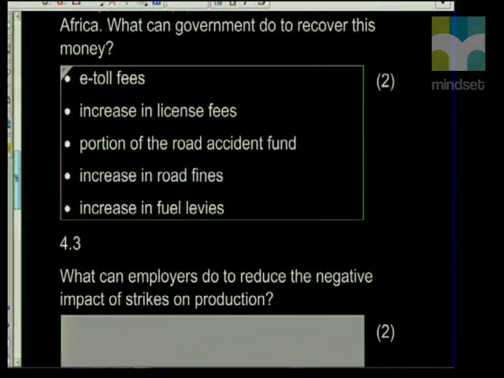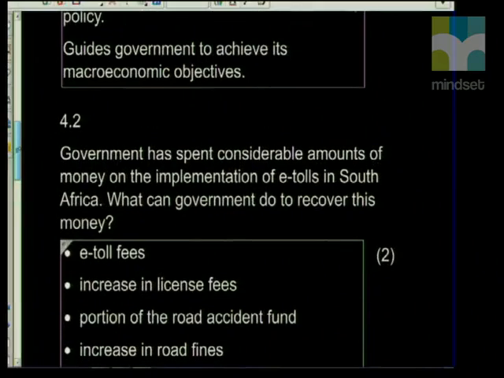According to the examiners, it says e-tolls, then we have to introduce e-tolls. Remember that this question says the government has spent money on the implementation of e-tolls in South Africa. What can government do to recover this? The government, one way or the other, they must recover the money. Whether we like it or we don't like it, economics says you borrow, you must pay back. How you do it is another thing. Maybe politicians can give us better answers. But we as economists, we use the resources that we have at our disposal and the manner in which to address that situation. One, the introduction of e-tolls.